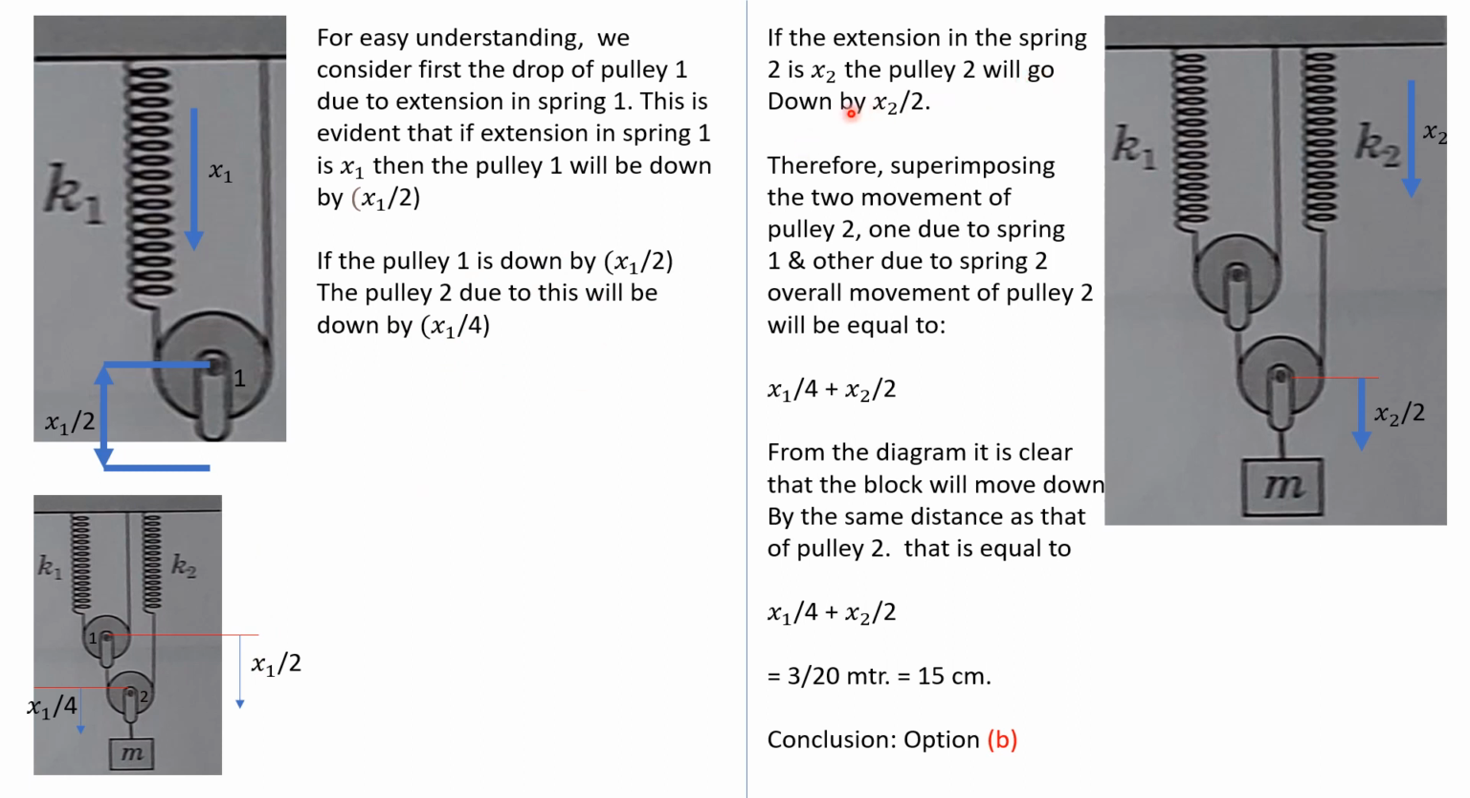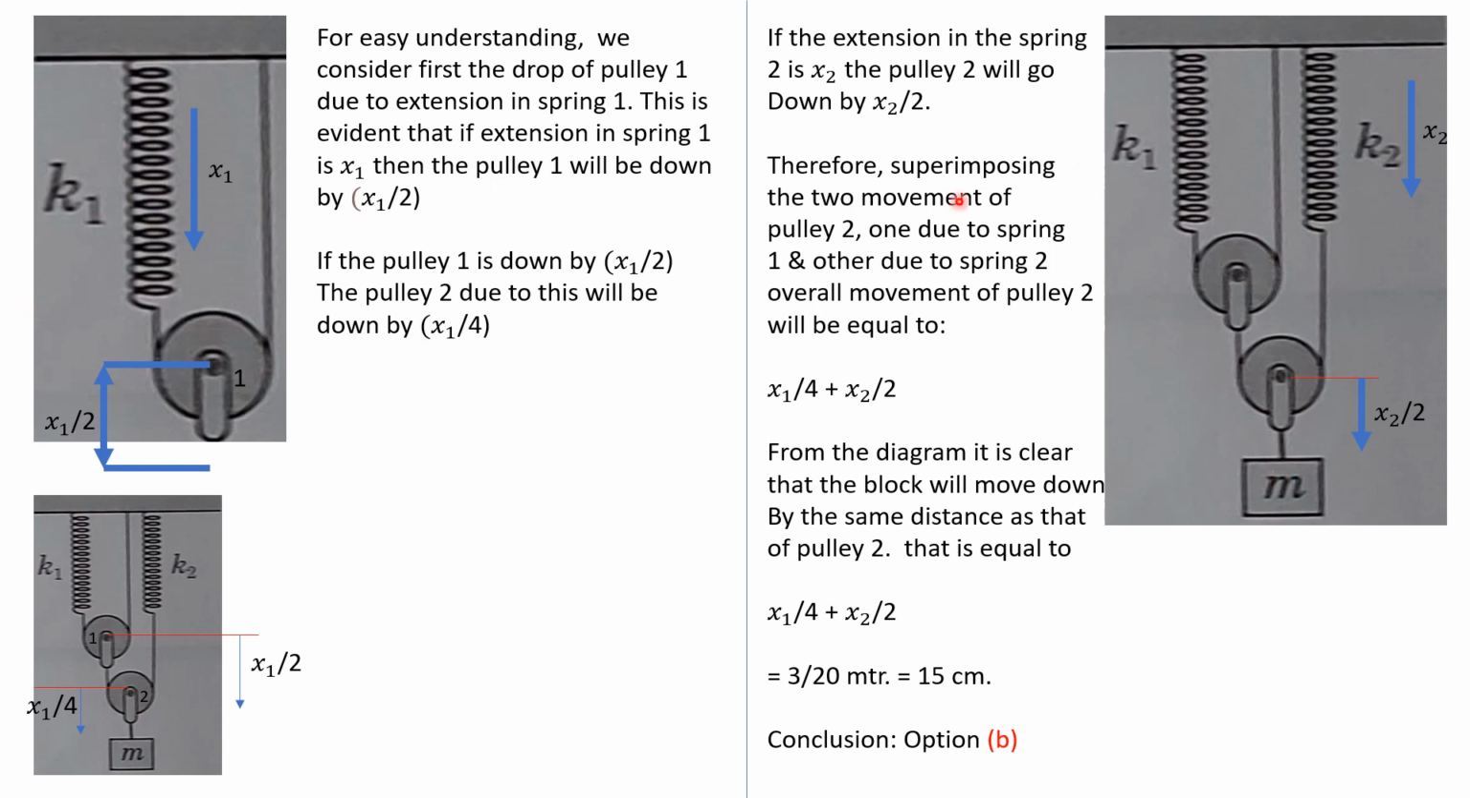So if the extension in spring 2 is x2, and we had calculated from Newton's law that x2 is equal to x1 in this case, the pulley will go down due to extension x2. It will go down by x2 by 2 from this side, x2 by 2 from this side, because total extension is x2, so x2 will be divided on two sides. But you can see that extension of x2 does not have any effect on extension x1 now, because x1 has already happened. So now when it is slackening down, the string will be loosening and it will be wrapping on this pulley. So overall the displacement of this pulley will be x2 by 2 due to this extension x2.